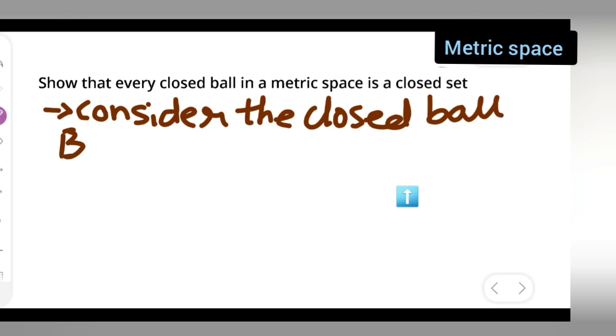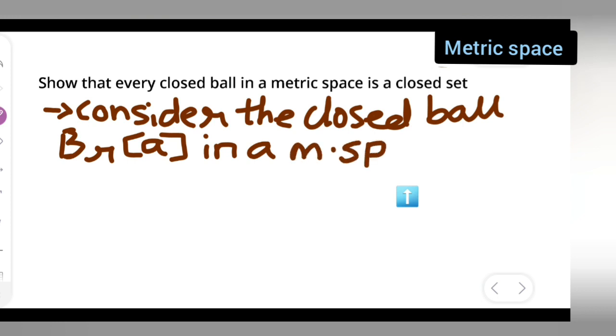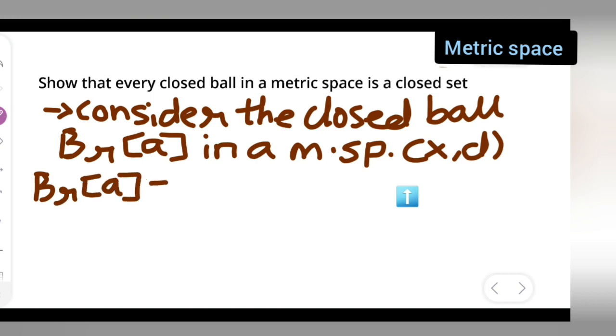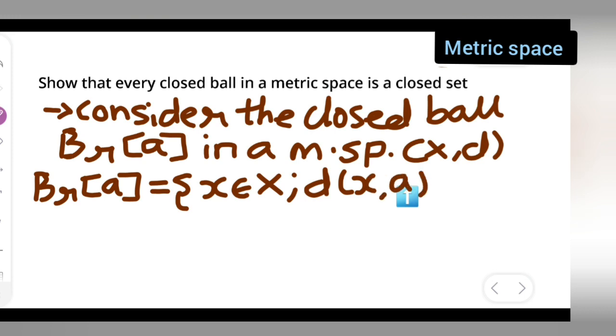B_R of A. So I have considered a closed ball in a metric space (X, d). Now use the definition of a closed ball and write down B_R of A. This is as per the definition of the closed ball: small x belongs to capital X, where d(x, a), that means the distance between x and a, is less than or equal to R. So here we have applied the definition of the closed ball.